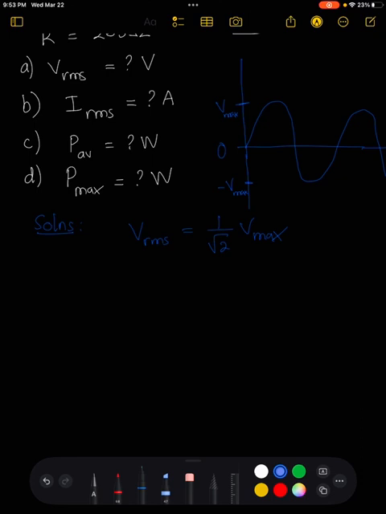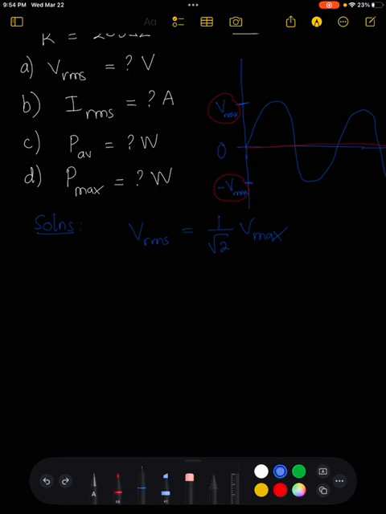If we have to find the average value of Vmax and negative Vmax, then the average value is going to be 0. So that doesn't give us any information. Therefore, we use Vrms instead of V average, because V average doesn't give us anything. And Vrms has a relationship with Vmax, which is equal to 1 over square root of 2 times Vmax. Okay.